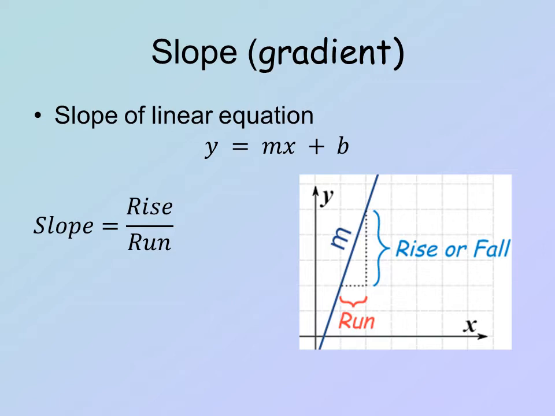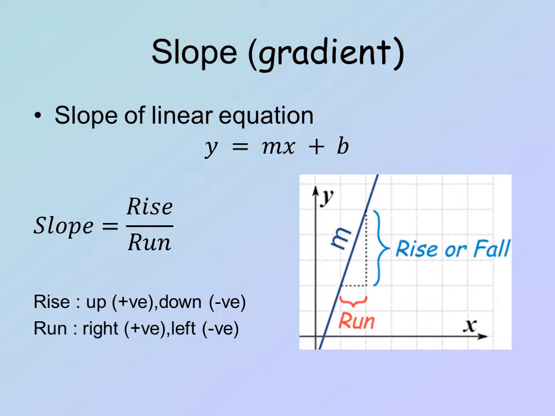Rise is the number of units between 2 points going up or down, while run is the number of units between these 2 points going side to side. The rise will be positive if you are going upward, and negative if you are going downward. The run will be positive if you are going forward from left to right, and negative if you are going backward from right to left.